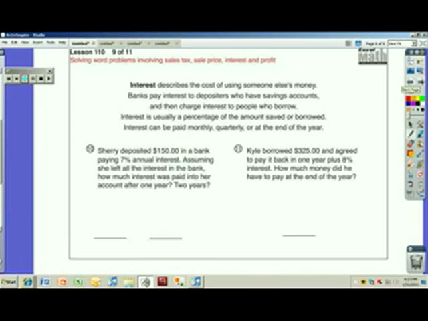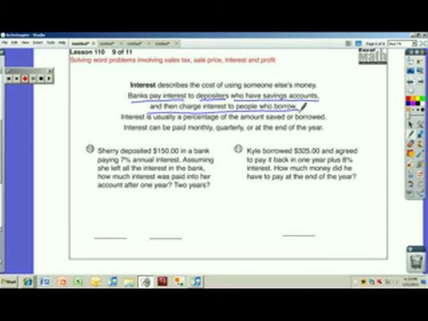Okay. Last thing here. Interest describes the cost of using someone else's money. If I take your money and use it, you're like, hey, that's my money. I tell you what, I'll pay it back to you, and I'll give you some extra for letting me use it. That's what interest is. Banks pay interest to depositors, people that deposit their money in the bank, who have savings accounts, and then charge interest to people who borrow.